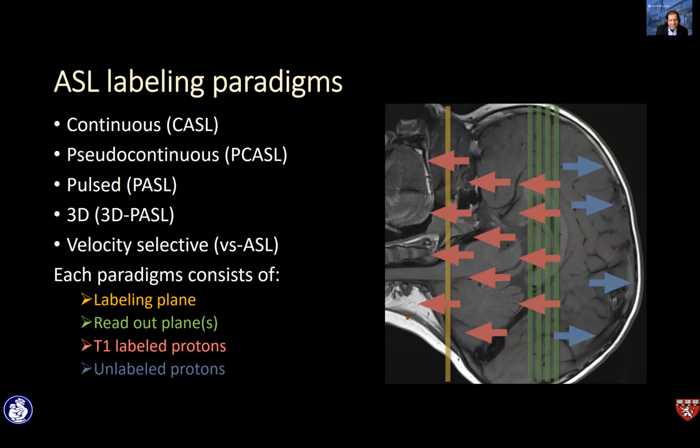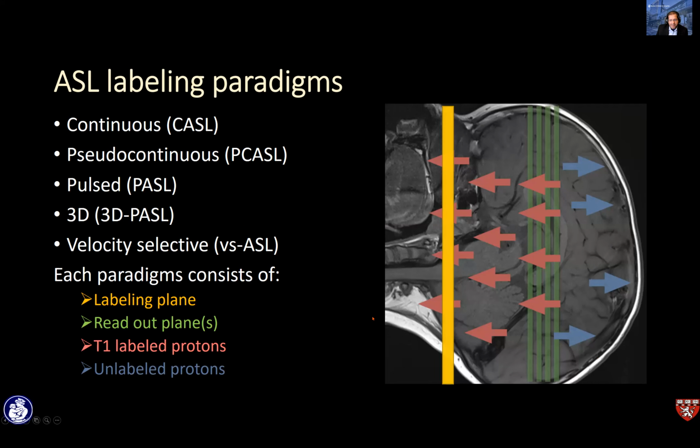In arterial spin labeling, there are different labeling paradigms. You can do continuous ASL, pseudocontinuous ASL, which is called PCASL, pulsed ASL or PASL. Then there's 3D PASL or 3D pulsed ASL, velocity selective ASL, and there's also multi-delay ASL. Each paradigm consists of the labeling plane, where you label the blood, which part of the artery or vessel you label, usually proximal. There's a readout plane distally, and then you have T1 labeled protons, which are the magnetized protons, and the unlabeled protons, which are going this way. So in these diagrams, this is what these colors mean.